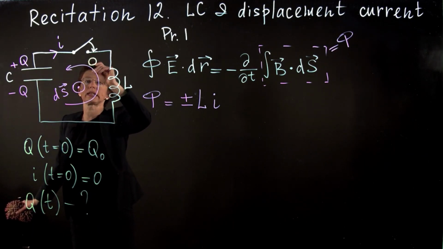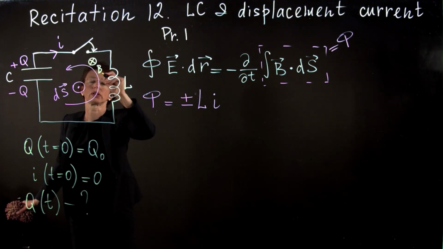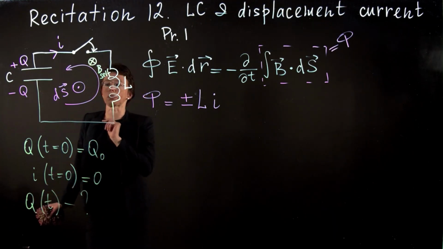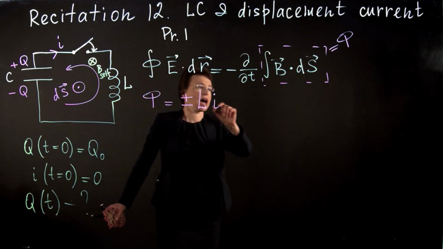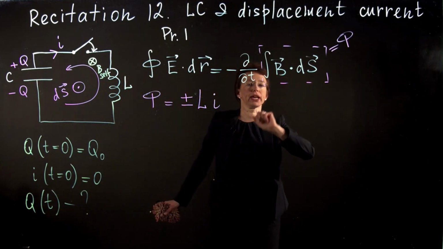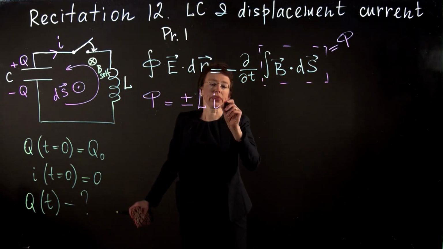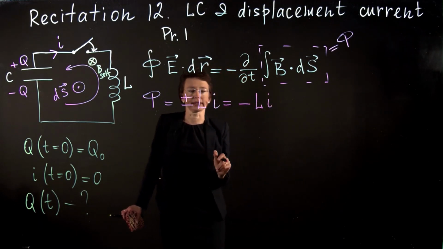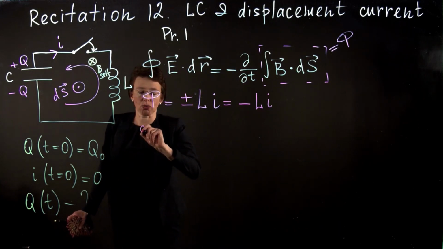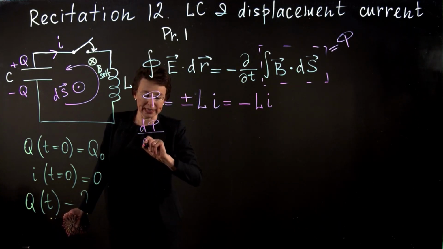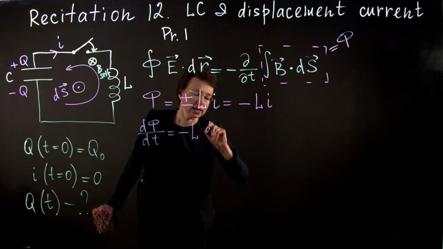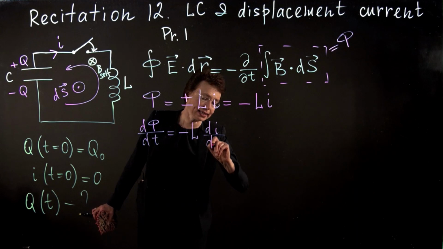I will put it right here. B self is into the page, ds is out, so the B dot ds dot product is negative. That's why I choose minus. Phi is minus Li. The next step is to find d phi dt. d phi dt is minus L, which is constant, times di dt.